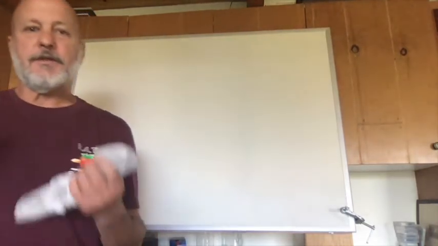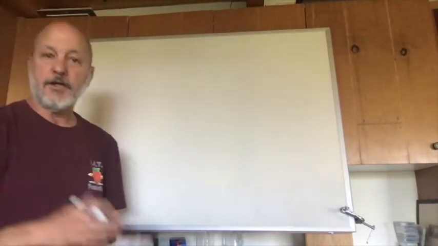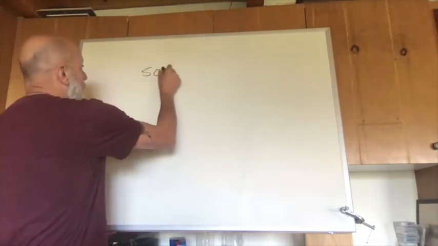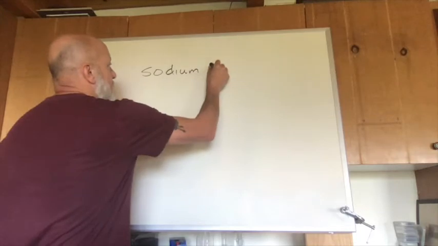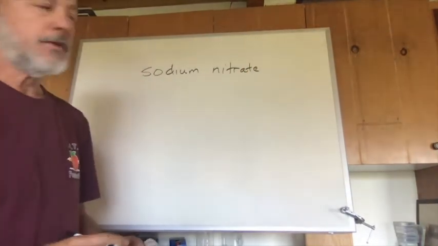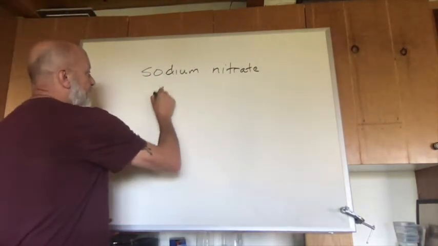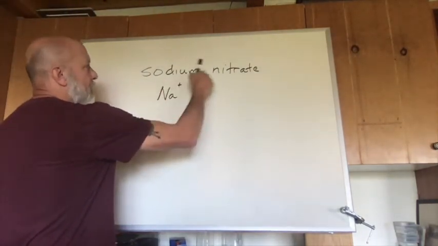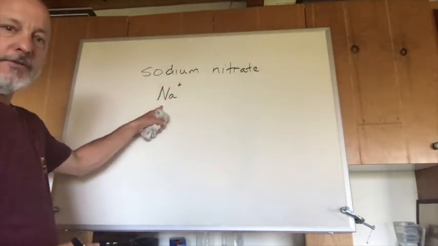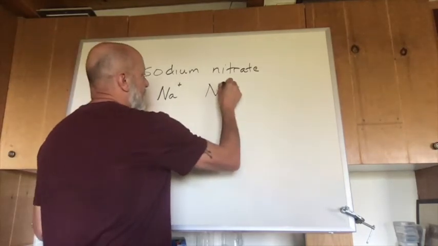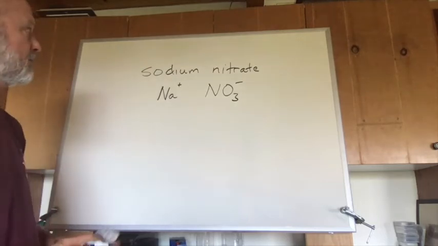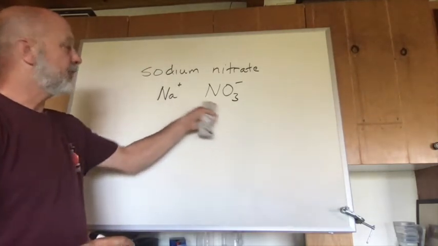Okay, let's look at naming and writing the formulas for ionic compounds that have polyatomic ions. Let's look at this one. Sodium nitrate. Sodium nitrate. It's an ionic compound, right? So it's a metal with a non-metal polyatomic. Sodium is in the first column, Na+. Nitrate, on that list of ion names, NO3, 1 nitrogen, 3 oxygens, has a negative charge. All compounds are neutral. These combine 1 for 1.